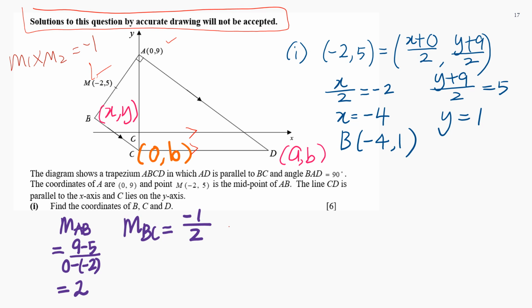Because your AD is parallel to BC, and using the interior angles property, your angle ABC is also 90 degrees. So therefore, your line BC is also perpendicular to the line BA. Right, so you can just take negative 1 divided by 2. So the gradient of BC will be negative half. And we can use y2 minus y1 over x2 minus x1 to find the gradient of BC. And these two values must be the same because they both refer to the gradient of the same line.